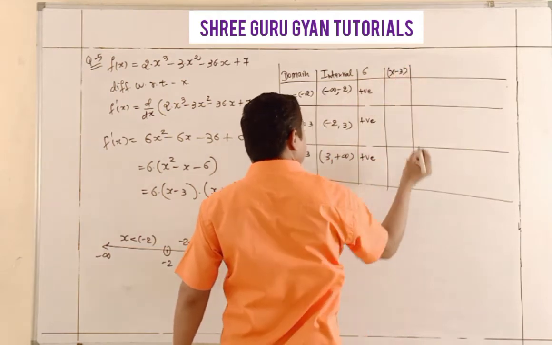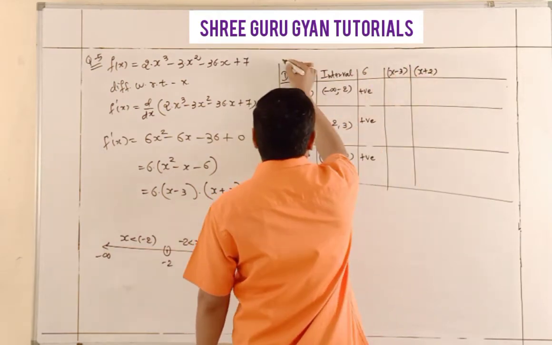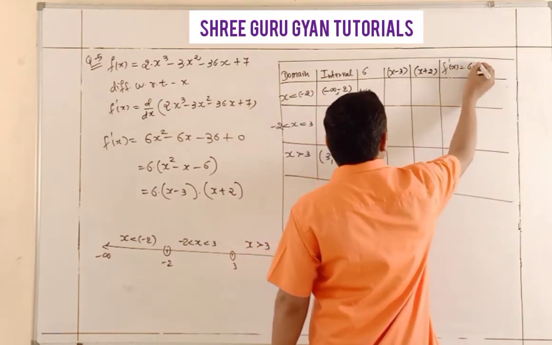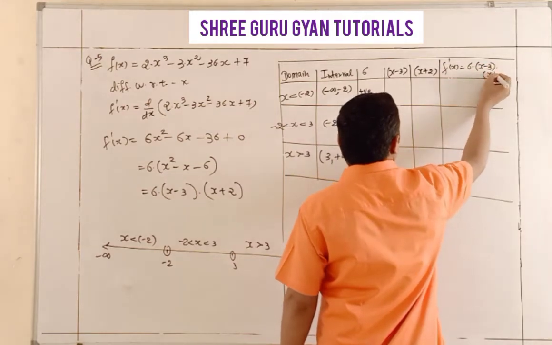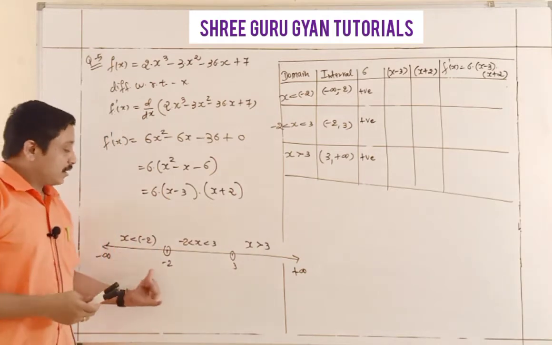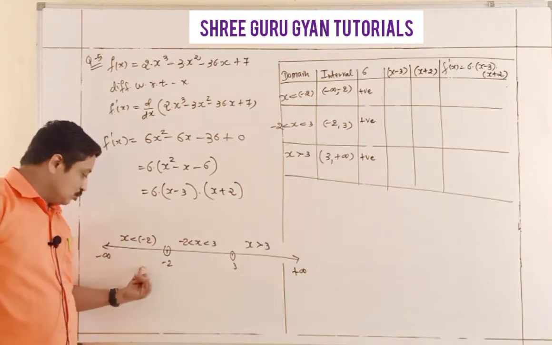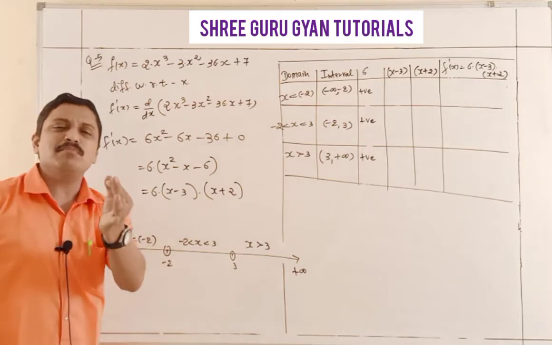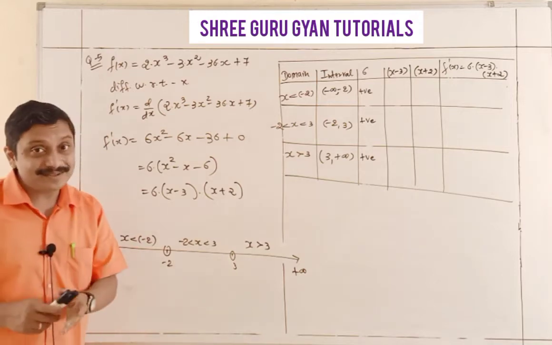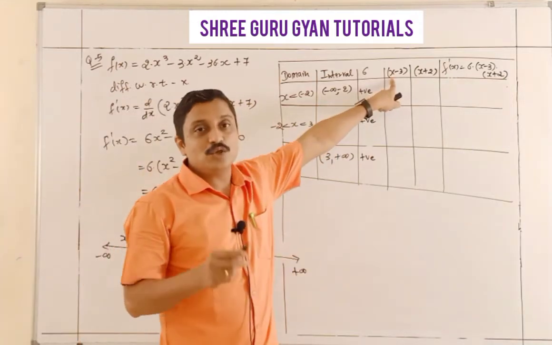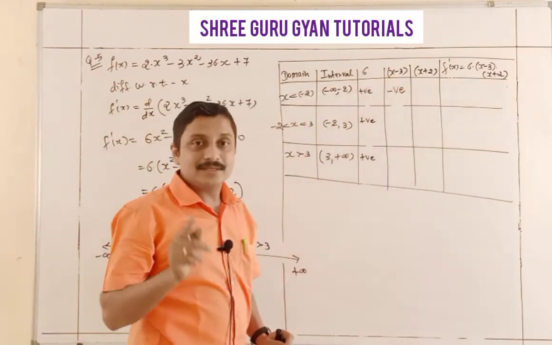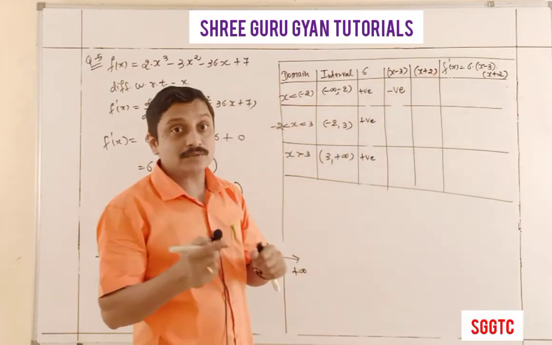Then after x plus 2. And here finally I derive my answer. It is 6 into x minus 3 into x plus 2. Students, here you think about the interval minus 2 to below numbers. Any one number below minus 2, just like minus 3. Apply your minus 3: minus 3 and minus 3 gives minus 6, which means negative. Same, apply minus 3 plus 2, again minus 1, which means negative.